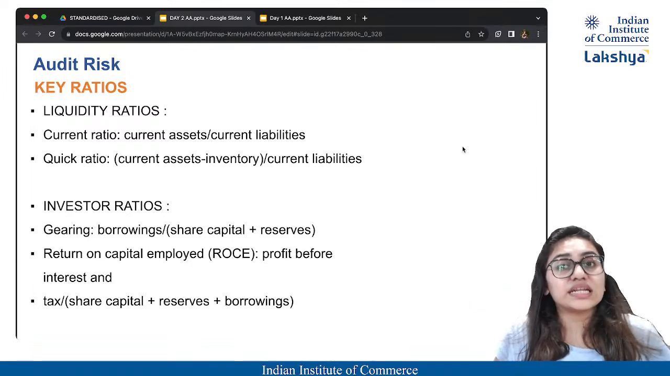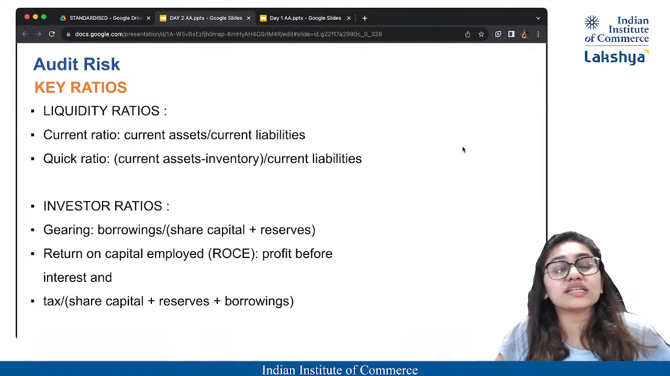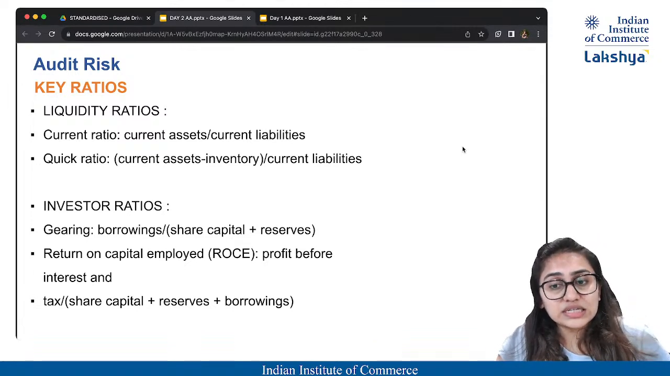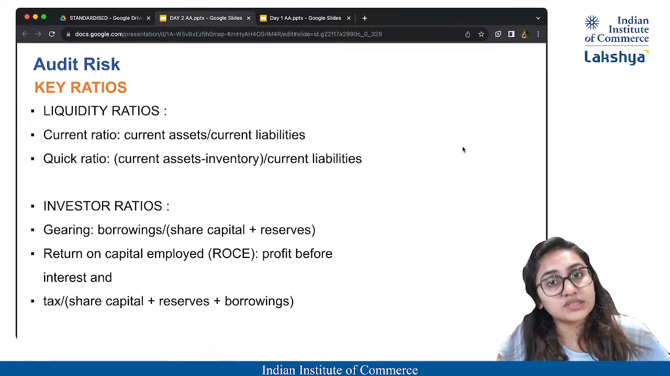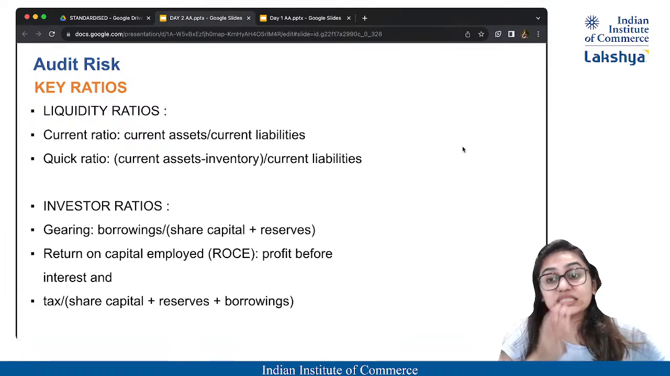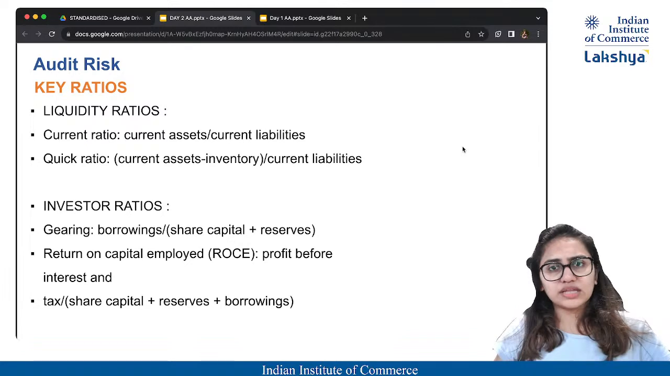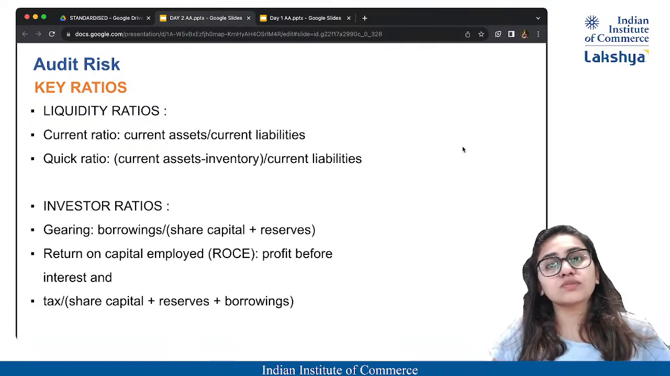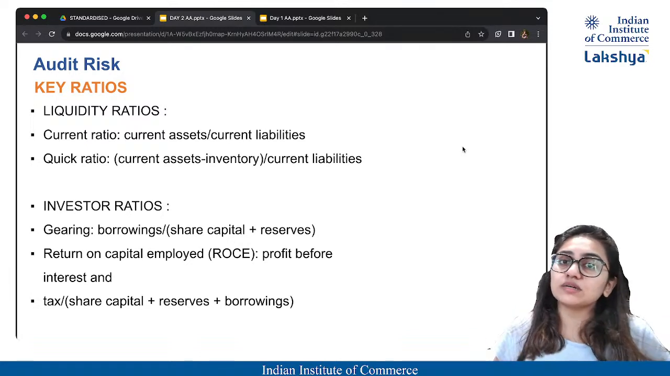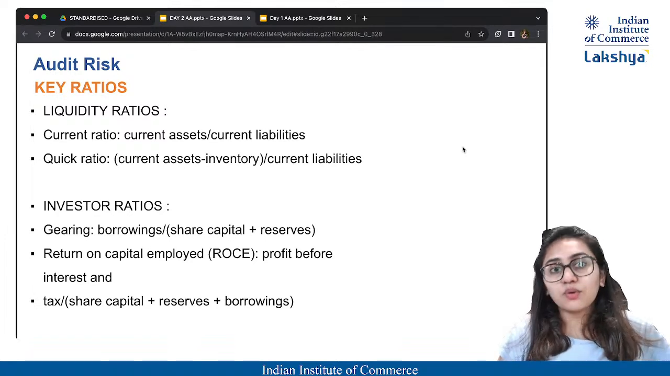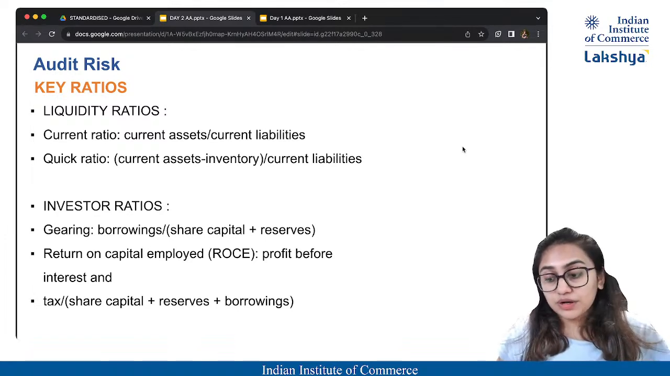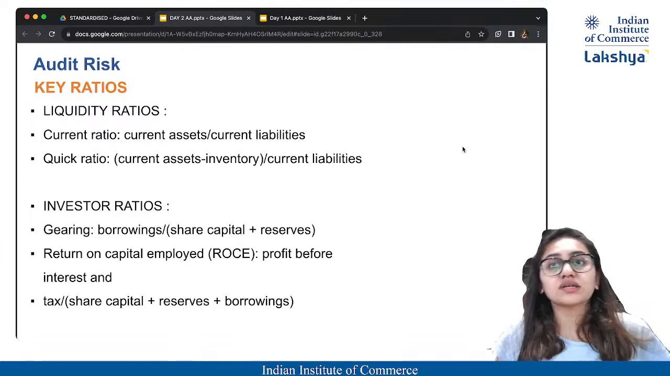So that is my gearing. How will I come to know? By looking at the investor ratios. So the gearing is borrowing upon share capital plus reserves. That will give me an idea of how risky my company is. And depending on that, I can select a company which suits my category. So my category is medium risk, medium return. So I will go ahead with a project that will give me medium risk, medium return.